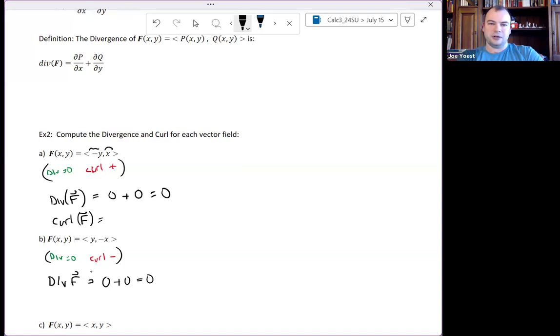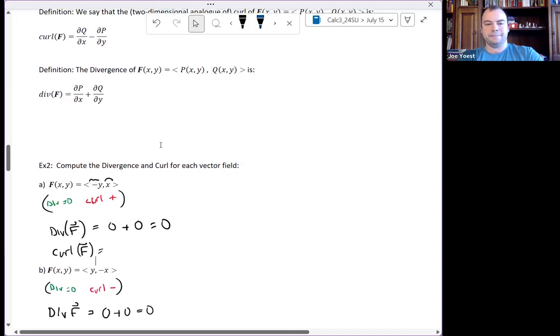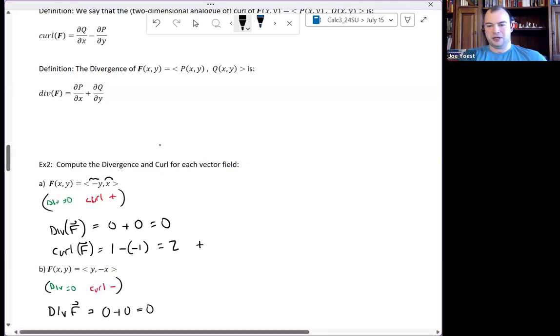For A, what's the curl? Again, it's dq dx minus dp dy. So the partial of x with respect to x is 1, minus dp dy, which is minus 1. 1 plus 1 is 2. This is positive, as we also expected.